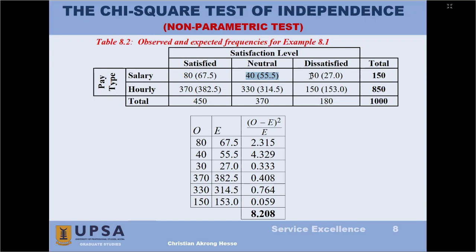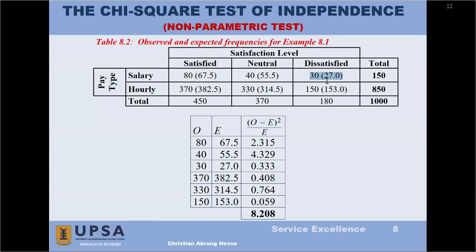Let's come to this one. What is the row total? 150. What's the column total? 180. So do 150 times 180 divided by 1000. What will be the answer? 27. So that's how I obtained the 27 in the parentheses.